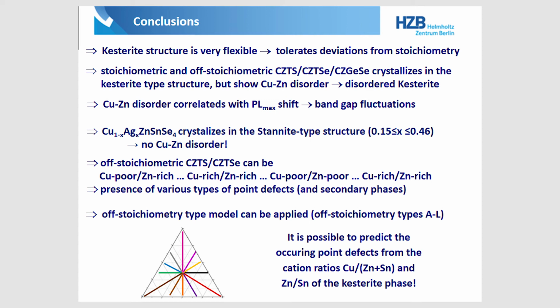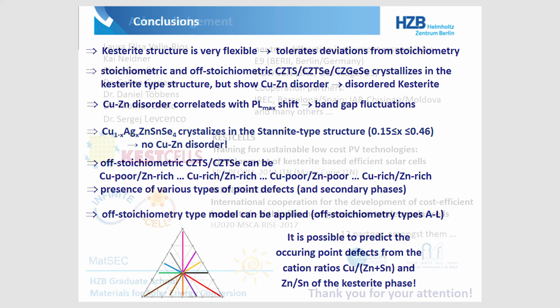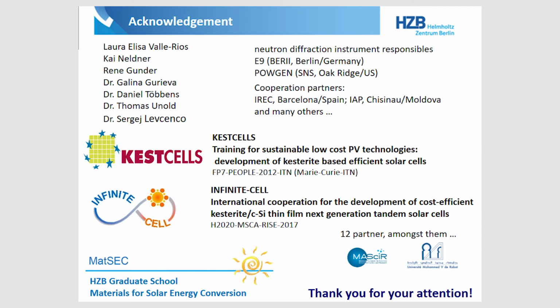The off-stoichiometric Kesterites can have different cation ratios. And with this, you have various types of point defects and secondary phases. We can apply the off-stoichiometry type model, types between A to L. And now it's possible to predict the occurring point defects from the cation ratios if you can determine this from your Kesterite phase.